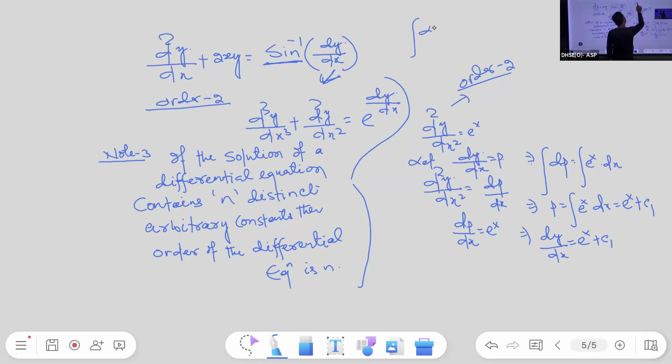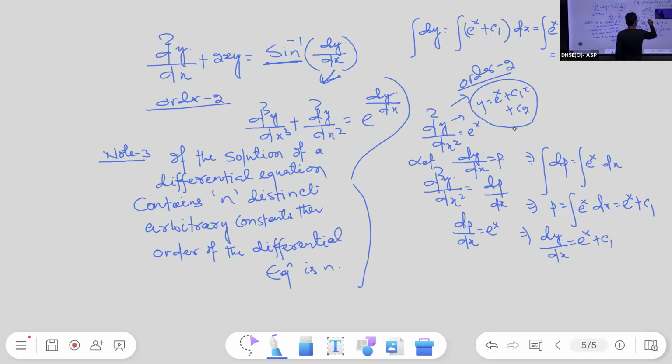Again, integral dy is equal to integral e power x plus c1 into dx. This is equal to integral e raised to the power x dx plus c1 integral dx, which is equal to e raised to the power x plus c1x plus c2. So this is the solution. The solution of this differential equation is y is equal to e raised to the power x plus c1x plus c2.